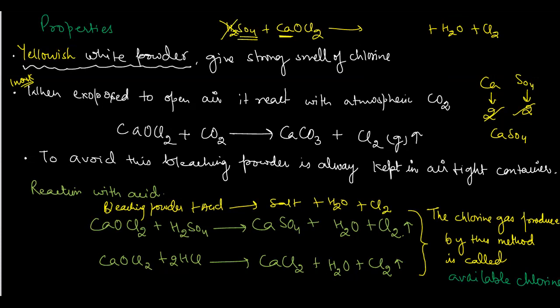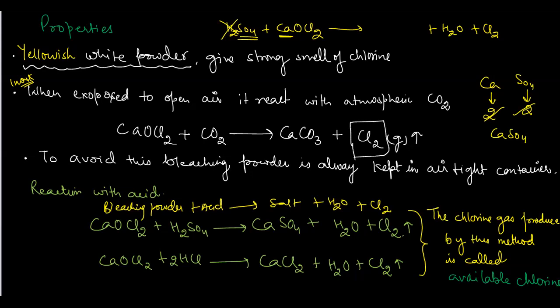Because when it comes in contact with atmospheric gases, it will react with the carbon dioxide and form calcium carbonate, and the chlorine gas will be removed. The main work of bleaching powder is done by the chlorine gas. It is important for you to understand this: chlorine gas, Cl2.